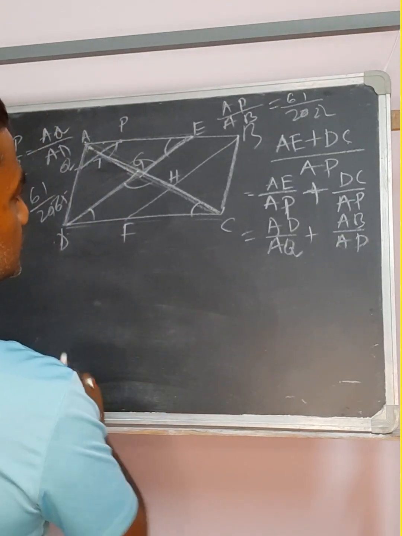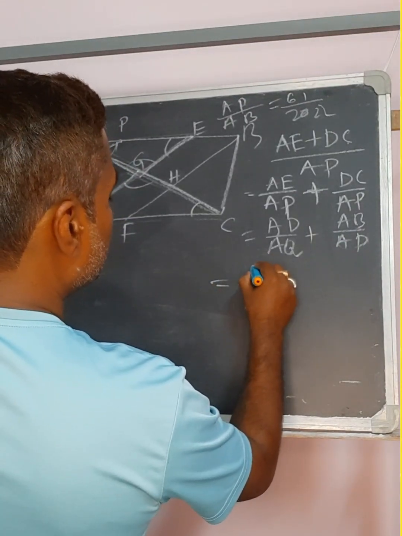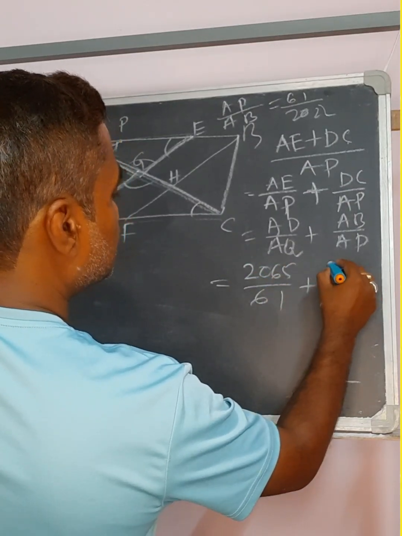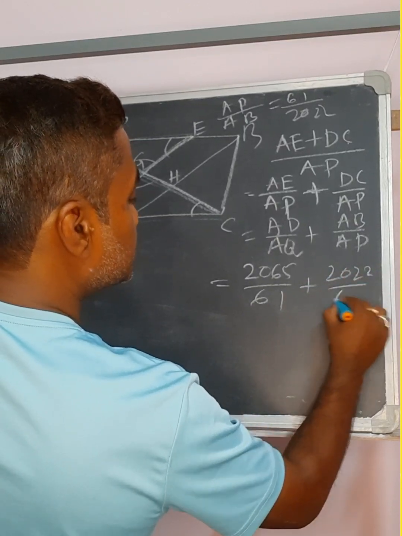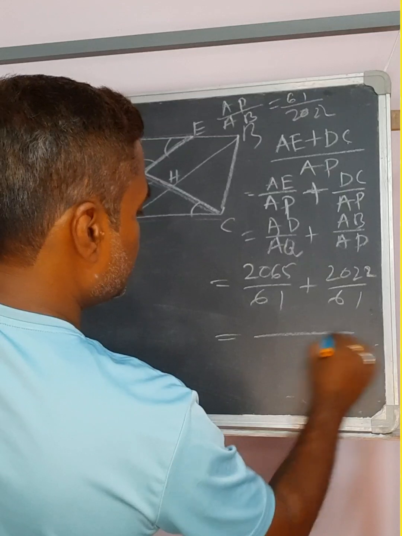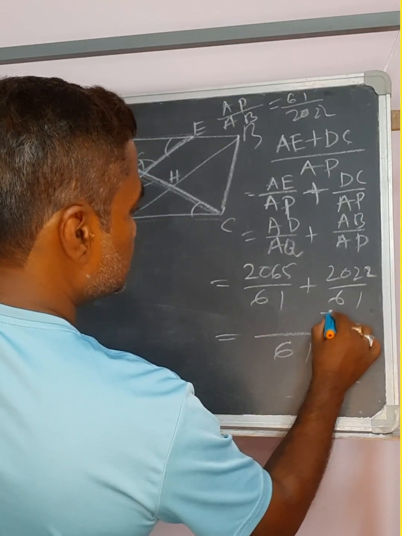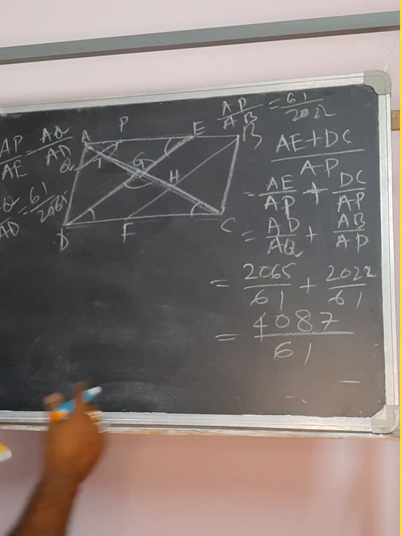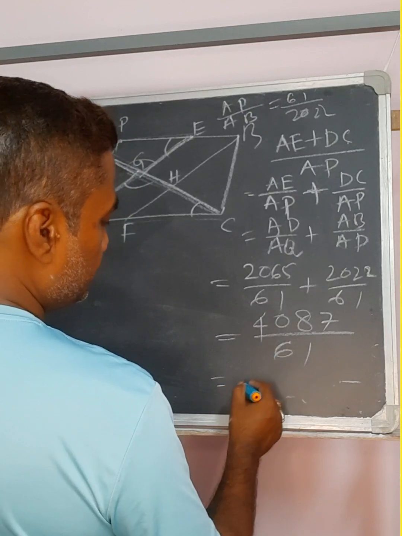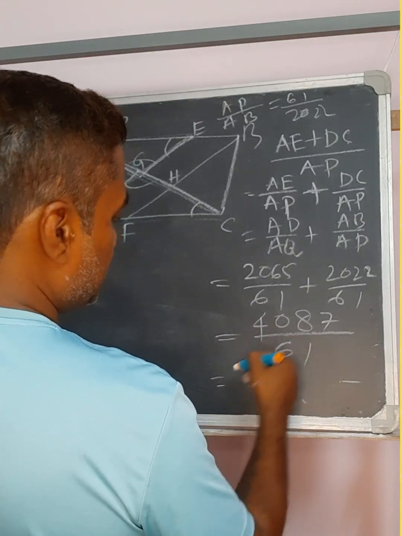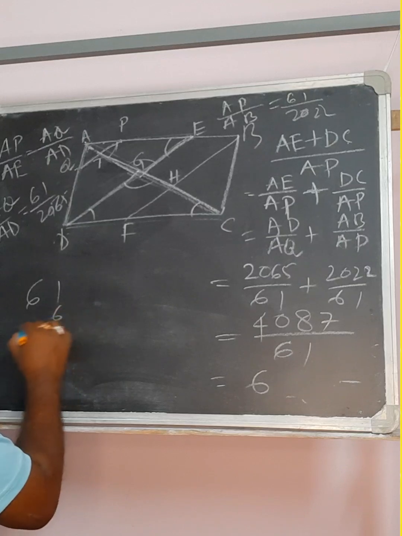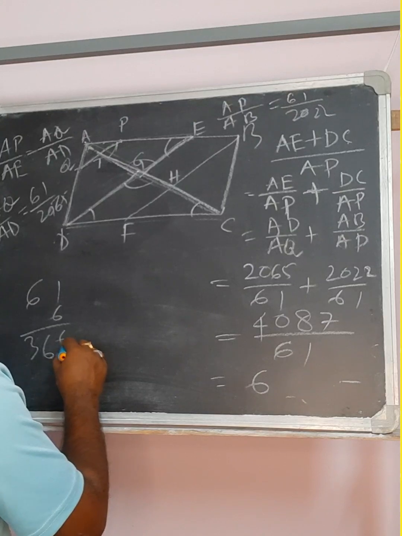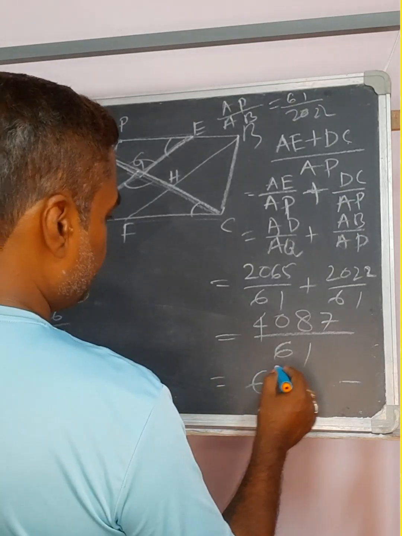If I put the values, that will be equal to 2065 by 61, plus 2022 by 61. So adding this together, 61 upon this, this is 7, this is 804. Now if I calculate it, how much will it come? 6 times, so that means 61 into 6, 366. So if I subtract it, it is 8 and 34, 42.